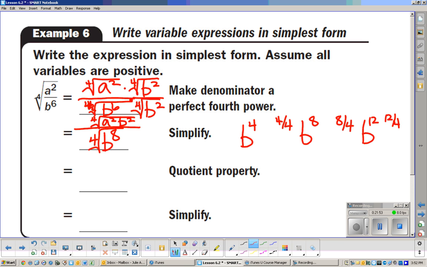So let's simplify this. The fourth root of b to the 8th. Well, remember, that's just b to the 8 over 4. Well, that gives us b squared, and the bottom's done. Mission accomplished. We have no fraction exponents or roots left on the bottom. Now, our top, it looks complicated, but it's okay. We can write it one of two ways. We can write it as the fourth root of a squared b squared, or we could write a to the 1/2 times b to the 1/2. Either of those answers are fine.